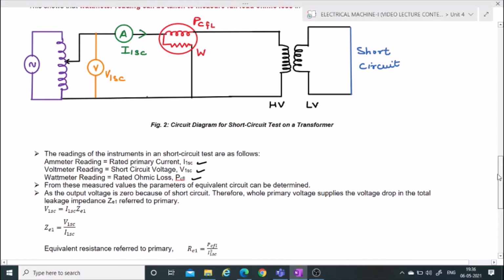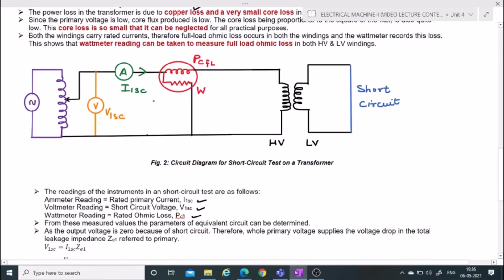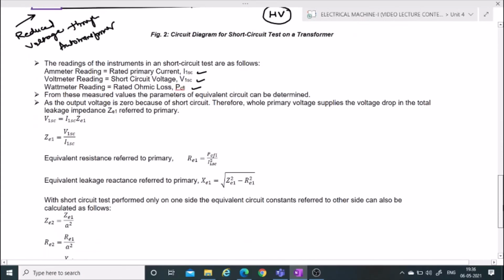And if we are comparing the circuit diagram for both open circuit and short circuit test, we will see that the first difference is that we are performing on high voltage side as compared to the open circuit test. Second difference is this: we are giving here the reduced voltage through auto transformer. Okay, whereas in case of open circuit we are giving the rated voltage, but rest the connection will remain the same.